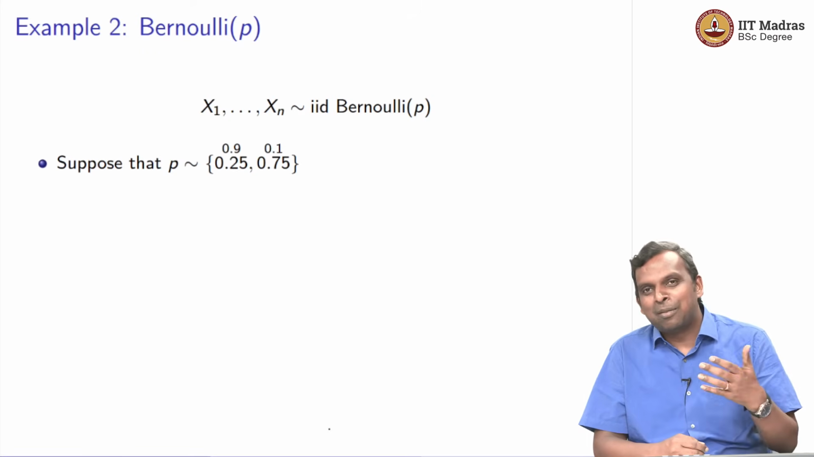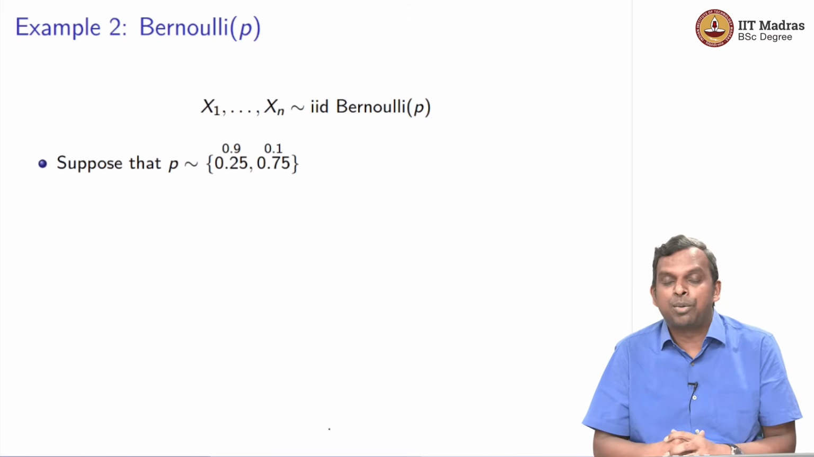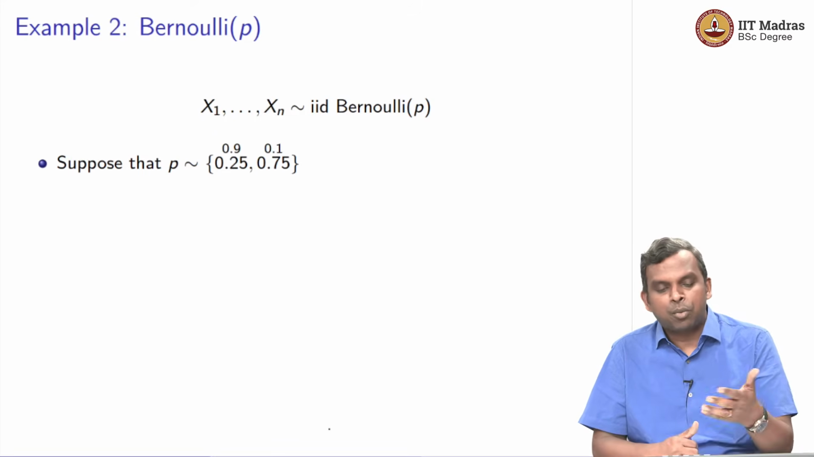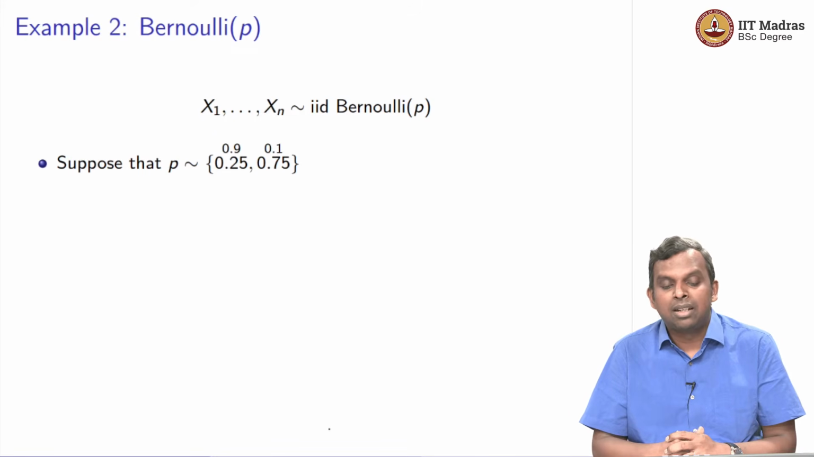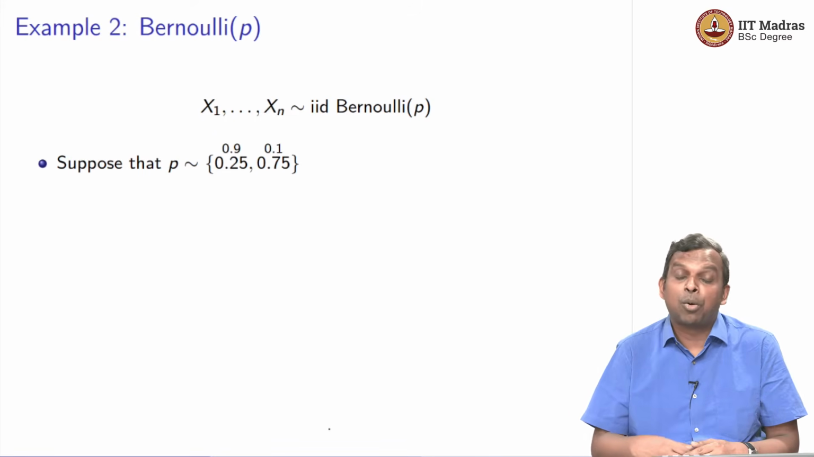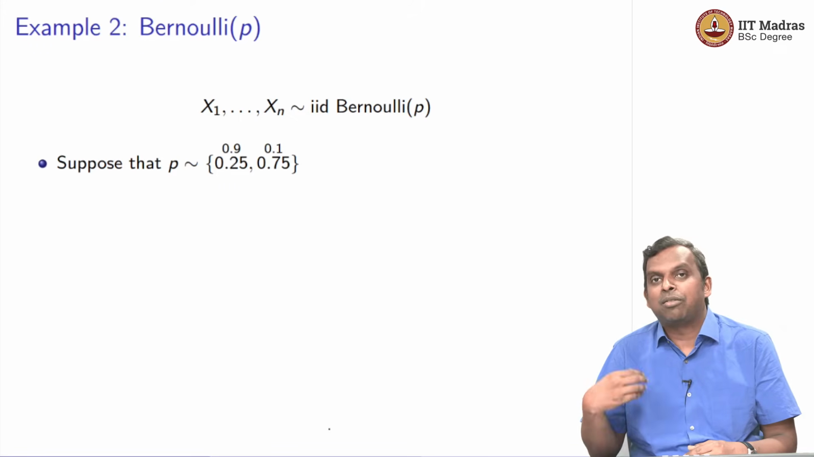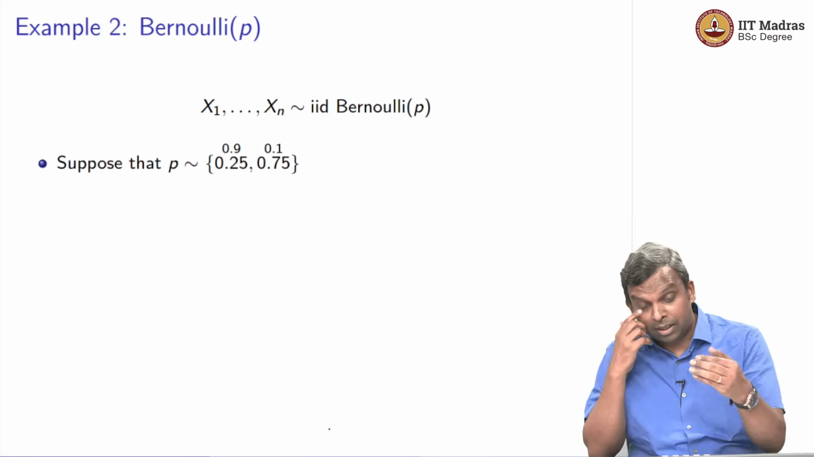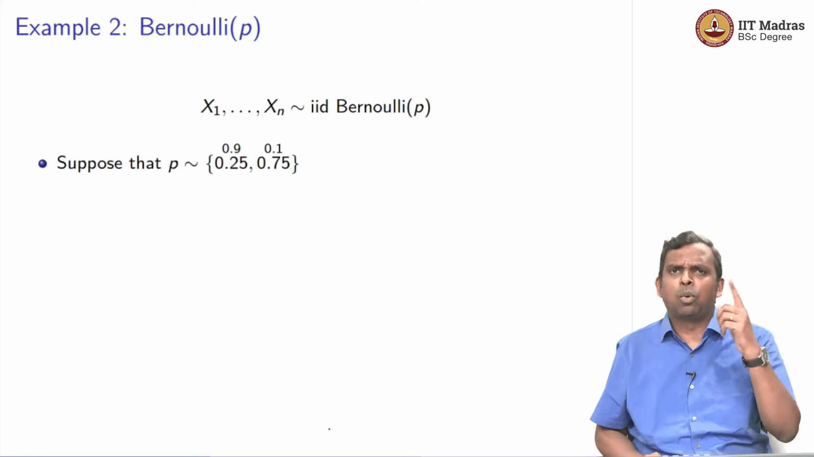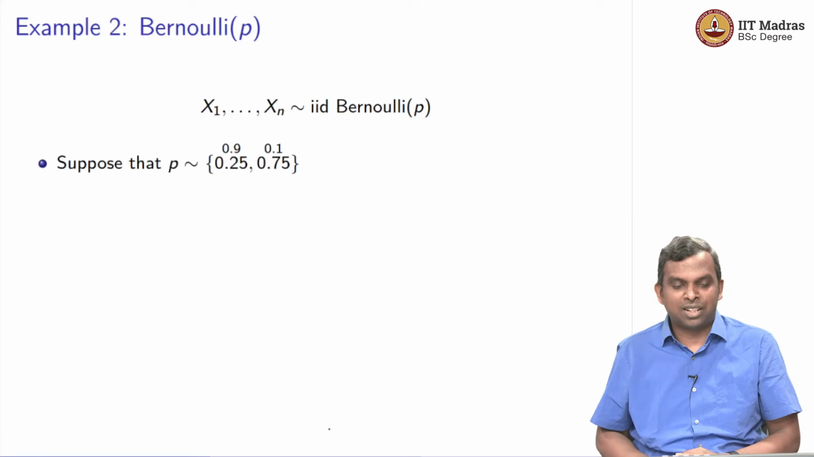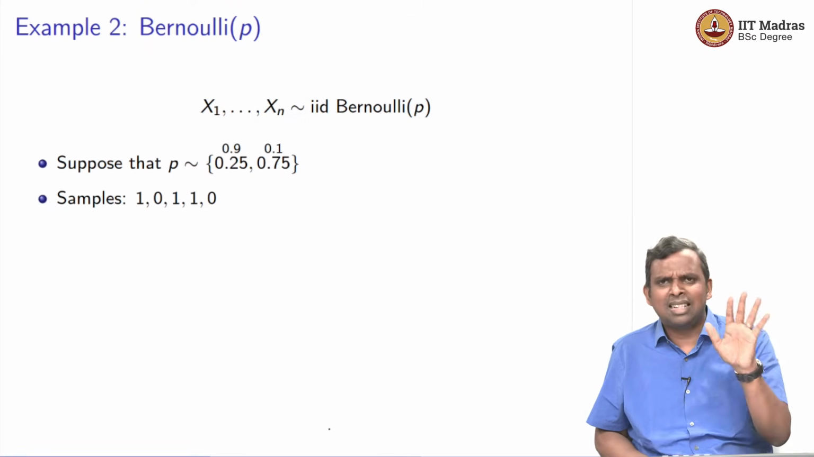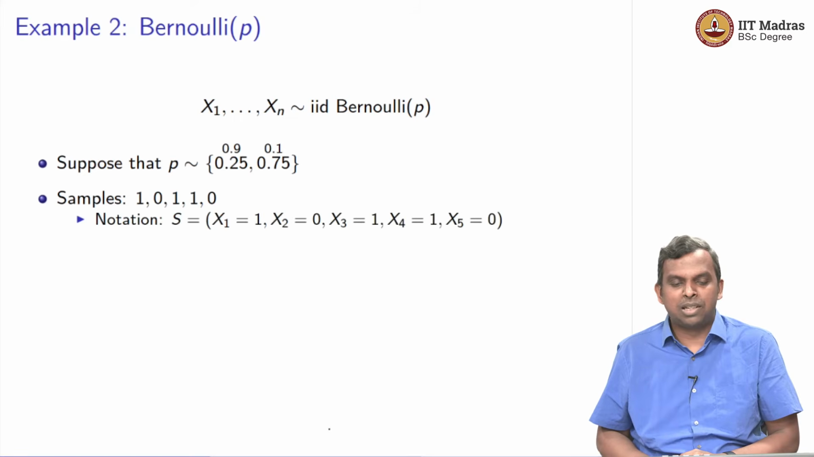I'm going to say the prior distribution. This kind of distribution is called the prior distribution. So I'm going to pick the prior distribution for P as something, right? 0.25 with probability 0.9, 0.75 with probability 0.1. Okay, so this is how I'm picking P. Let's see what happens. How does everything change? Let's say we have the same samples, 1, 0, 1, 1, 0.